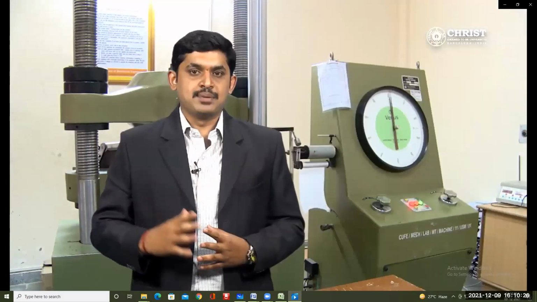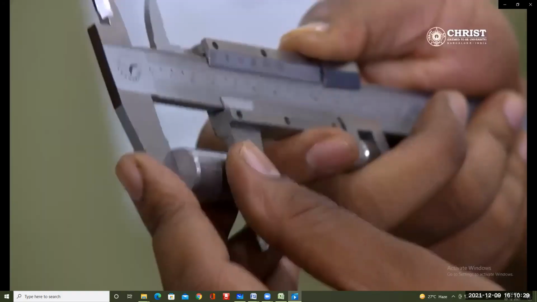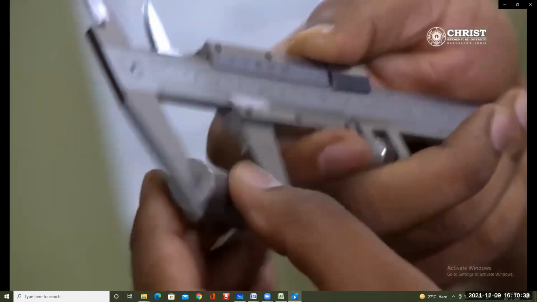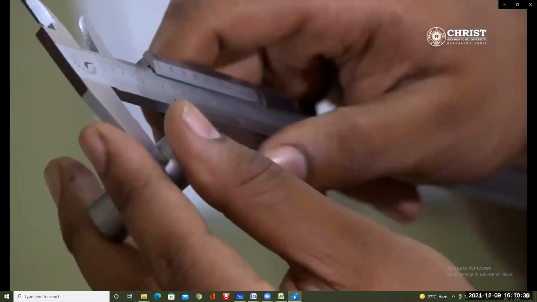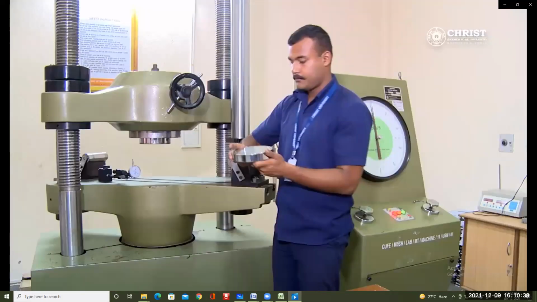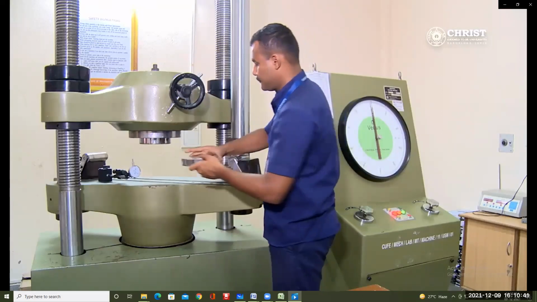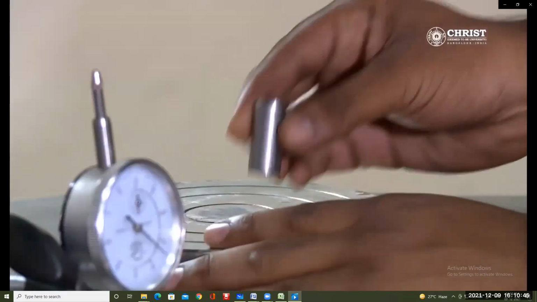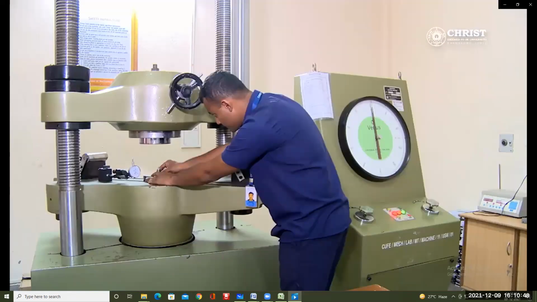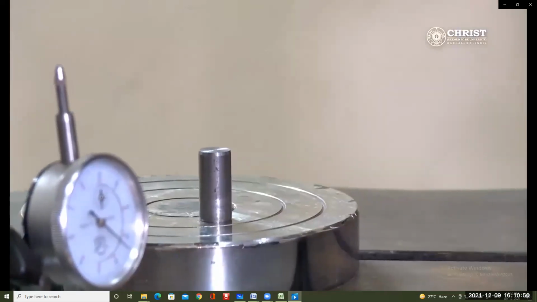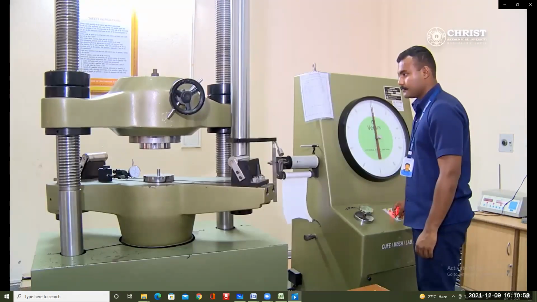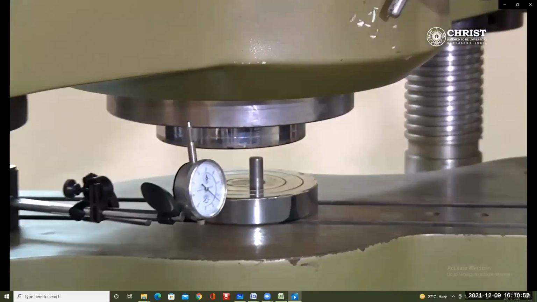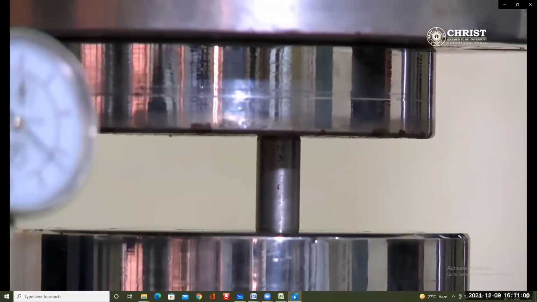Now, we will conduct the compression test. Procedure: firstly, we measure the length of specimen and its diameter by using vernier calipers. Compression attachment is fixed on UTM, that is Universal Testing Machine. Specimen is kept at the center of the crosshead so that uniform loading can be assured to the specimen. Movable crosshead is used for applying load and it is lowered slowly until it touches the specimen.